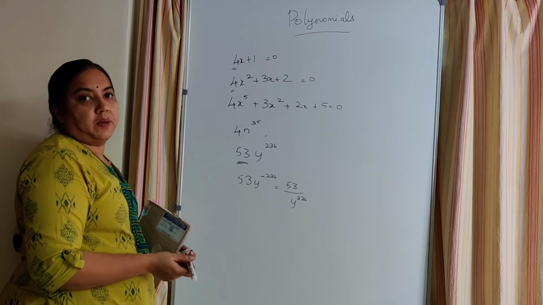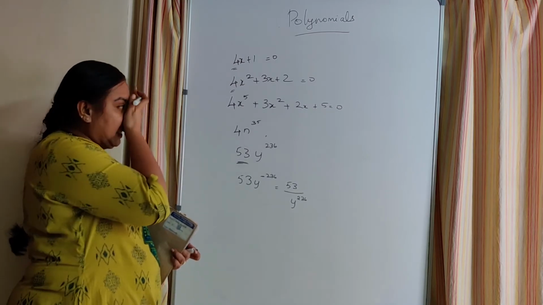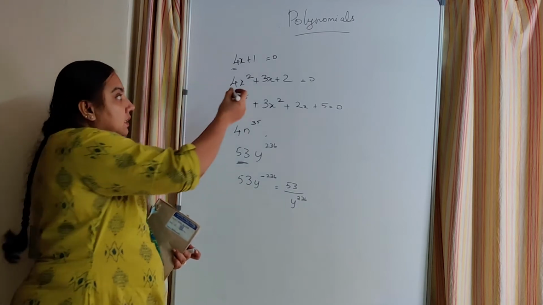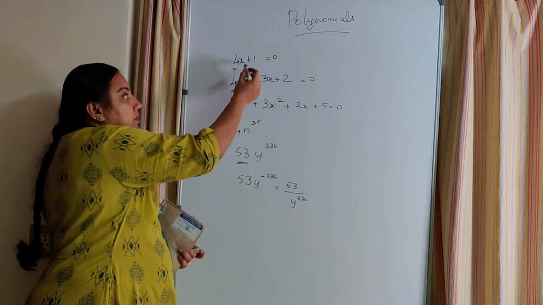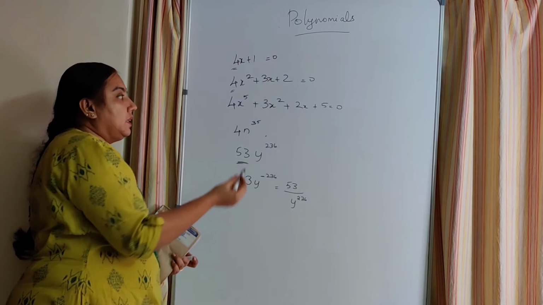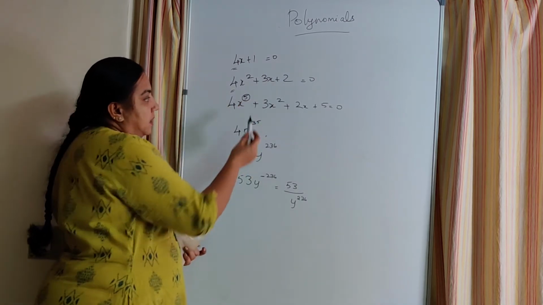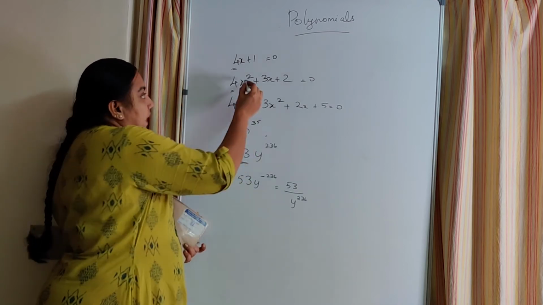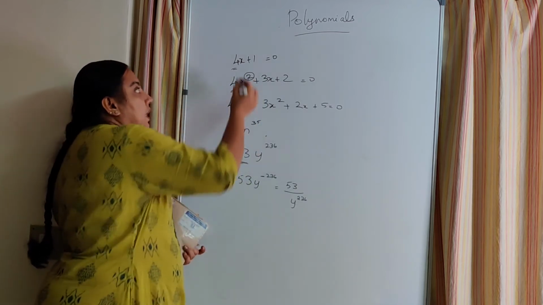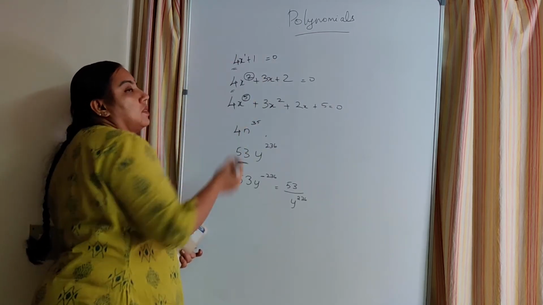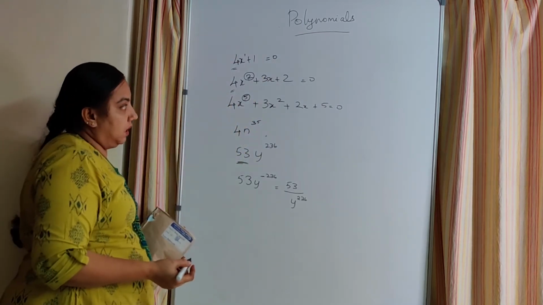And this year you will be getting one more point. What is it? The degree of a polynomial. What is called a degree? See, the variable is always raised to a power. Whichever power is the highest. In this case, this 5 is the highest. In this case, 2 is the highest. If no number is given, it means 1 is there. So 1 is the degree of that polynomial.